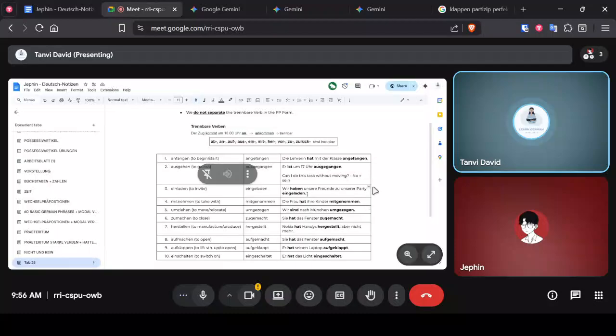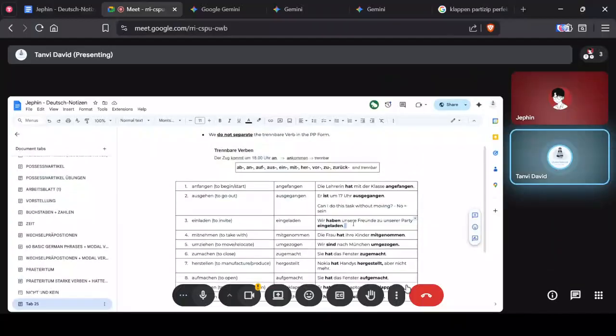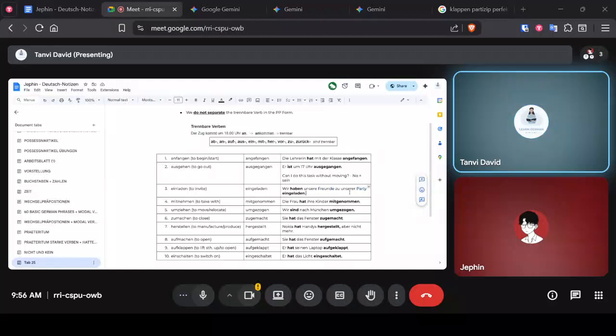Right? Then wir haben unsere Freunde zu unserer Party eingeladen. We have invited our friends to our party. Die Frau hat ihre Kinder mitgenommen. So the woman took the children with her. Sie hat das Fenster zugemacht und sie hat das Fenster aufgemacht. She has closed the window, she has opened the window. Nokia hat Handys hergestellt, aber nicht mehr. So Nokia manufactured phones, but not anymore.